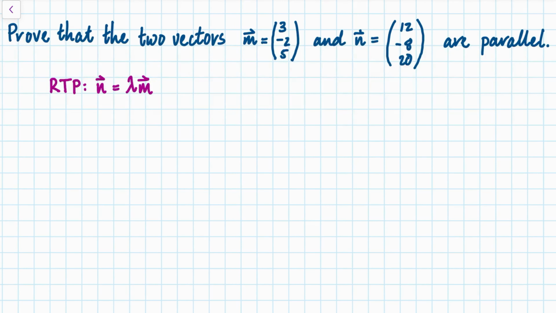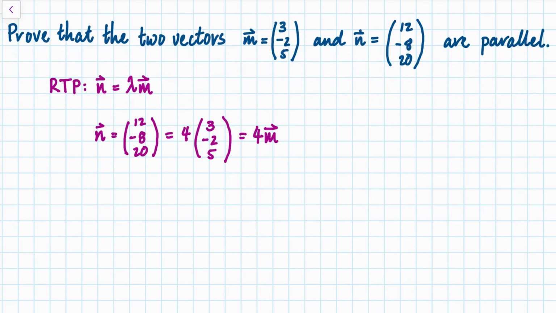So in this particular one here, my proof is going to start by going n, which is equal to 12, negative 8, 20, can be expressed as 4 times 3, negative 2, 5, which is equal to 4m. So we can say therefore the vector n is equal to 4 times the vector m, and hence the two vectors are parallel.